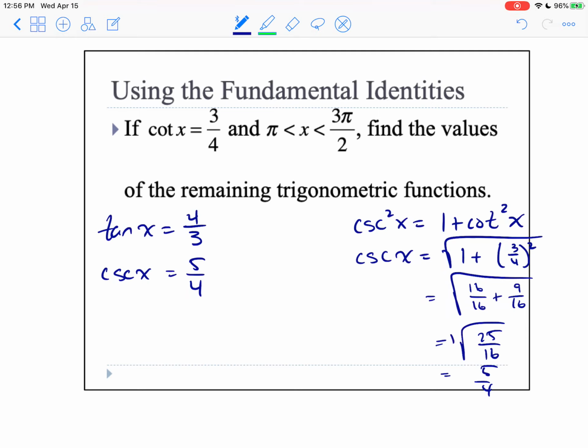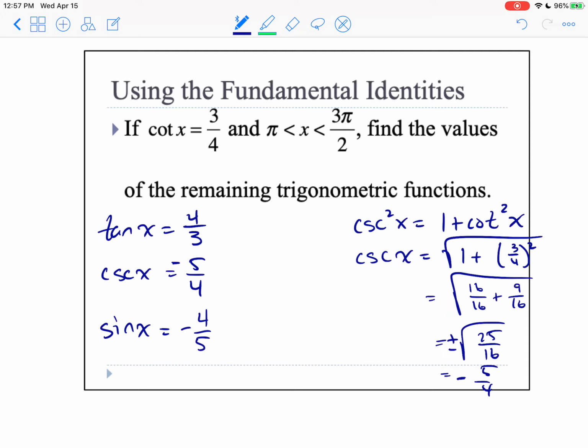And if I'm in the third quadrant, there is a plus or minus here that I need to be aware of. And the plus or minus in the third quadrant, cosecant, which is 1 over sine, in the third quadrant, both sine and cosine should be negative. So this will indeed be negative 5 over 4. If I know cosecant, then finding sine is the next obvious choice, because sine is the reciprocal of cosecant, so this is just going to be negative 4 over 5. So now the last piece is finding cosine.